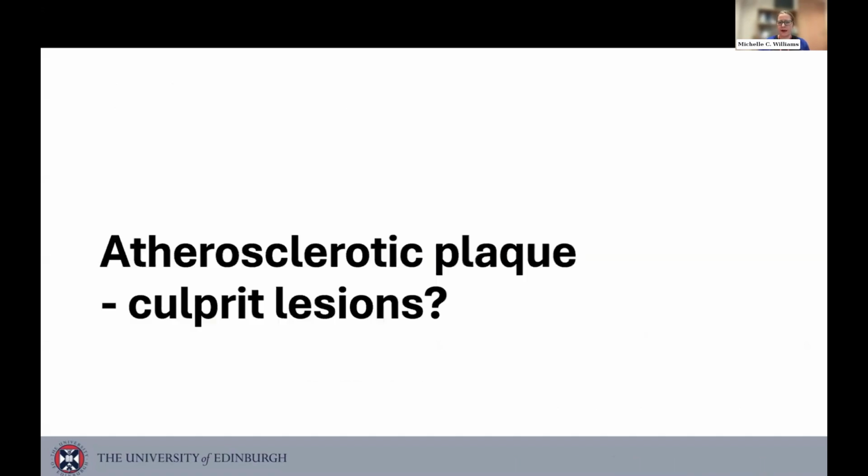So let's talk about atherosclerotic plaque. I'm going to divide this into two bits. I'm going to talk about culprit lesions and plaque types and specific plaque features, but also about how much plaque we have, because that is coming out as a particularly important thing.